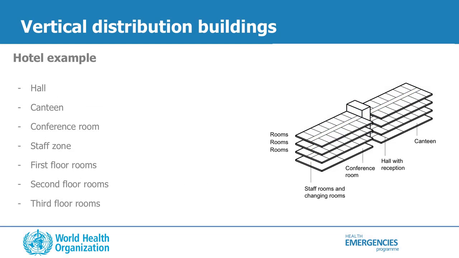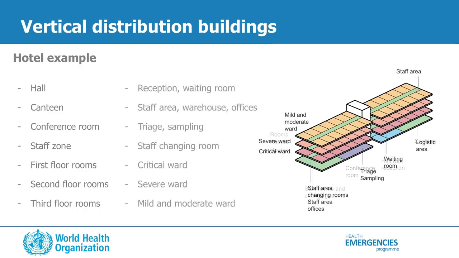Here is an example of how a vertical building such as a hotel can be repurposed into a SARI treatment center. On the left side, how the existing spaces are currently allocated, like hall, canteen, conference room. And here, how space can be repurposed, with the hall becoming patient reception and waiting room, the canteen turned into staff area and warehouse. The colors represent the different areas and patients' categorization by severity.